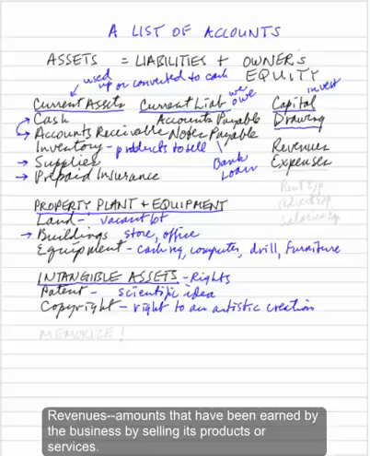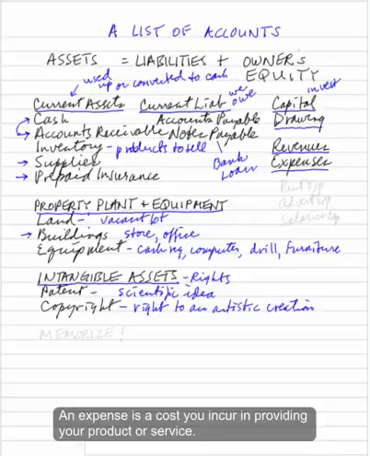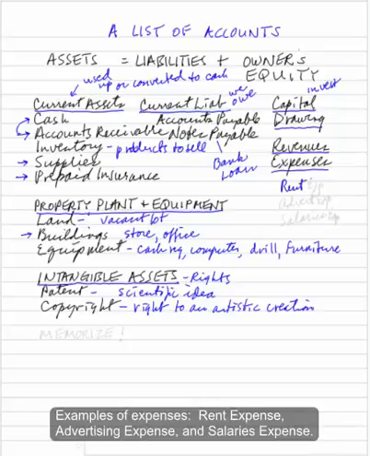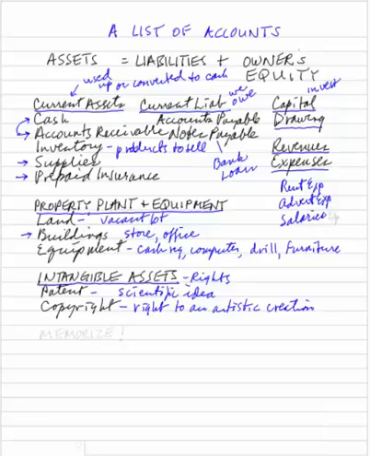And then you have revenues and expenses. The revenue is what you earn from providing a service or a product. An expense represents a cost you incur when you're earning the revenue. So a couple of examples of expenses would be rent expense, advertising expense, and salaries expense. You notice that each of those expenses ends with the word expense.